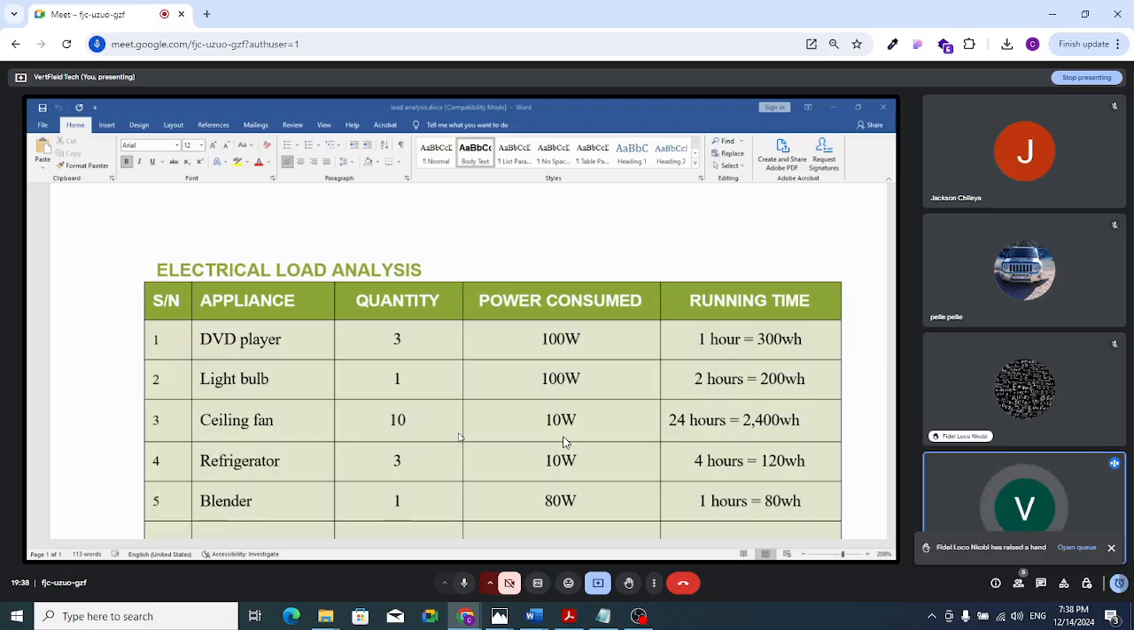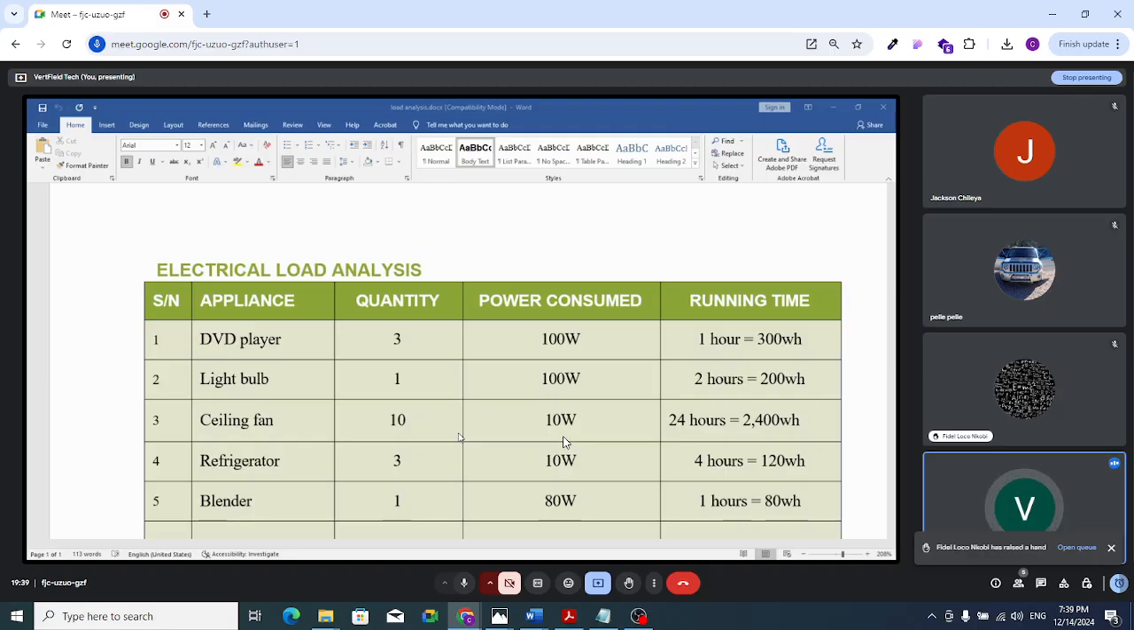The reason why we are doing this is to know the energy consumed by the facility. Quantity of appliance has to do with having a proper idea of how many of the same appliance your client wants to power up using the solar power system. Is it one, two, three, or four of the same appliances? Power consumed by the appliance has to do with knowing the rated wattage of the appliance to be powered.